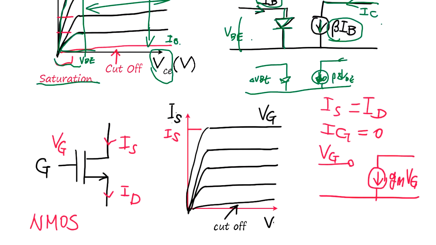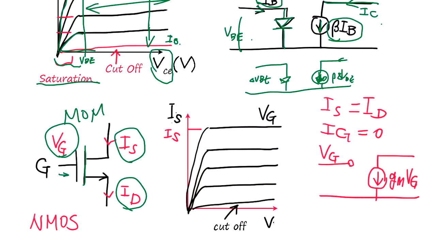How about MOS? The MOS has a source and drain, they use different terminology, and the gate. And since this is silicon oxide, it's an insulator. There's no current. IG is almost zero, right? So it's a high impedance input.